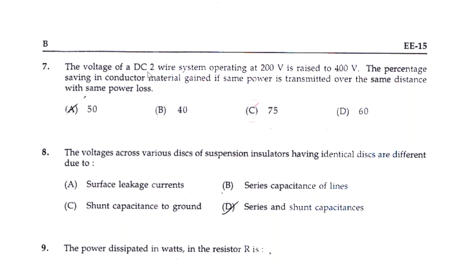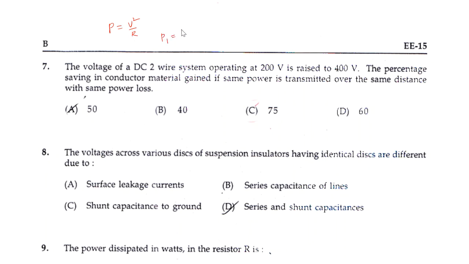the voltage of a two-wire system operating at 200 volts is raised to 400 volts. What is the percentage saving in conductor material if the same power is transmitted over the same distance with the same power losses? So the distance is not changing, losses are not changing, and the power is the same. So here I'll take the help of power losses. The power loss formula we know, P is equal to V square by R. Based on this concept, I'll take the formula.